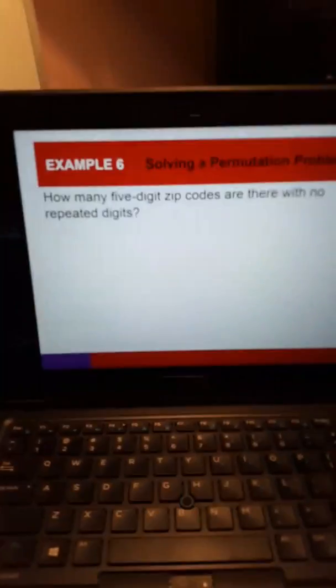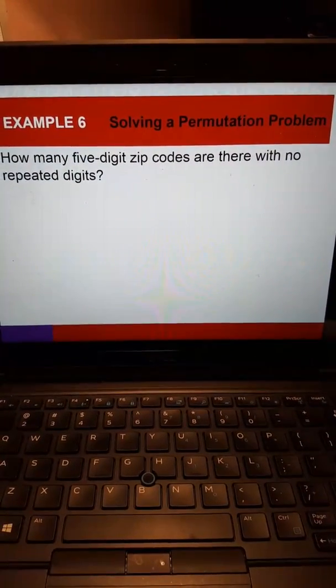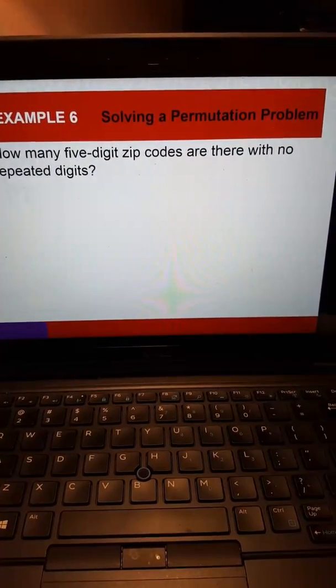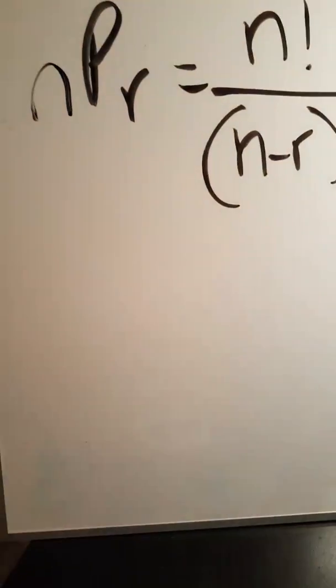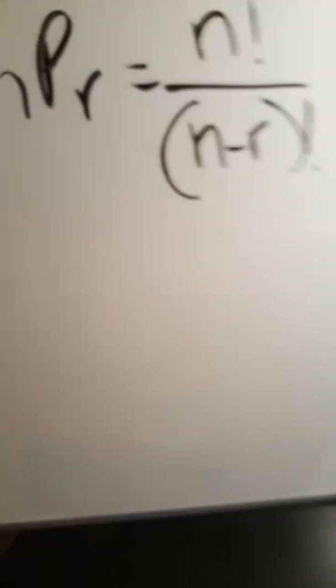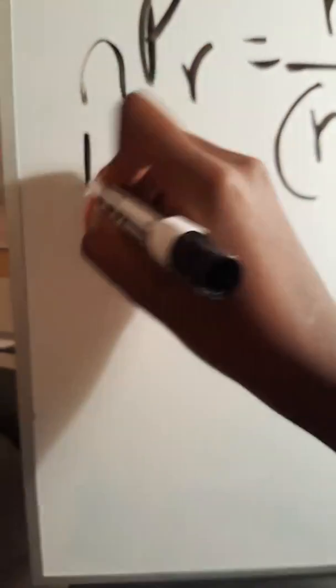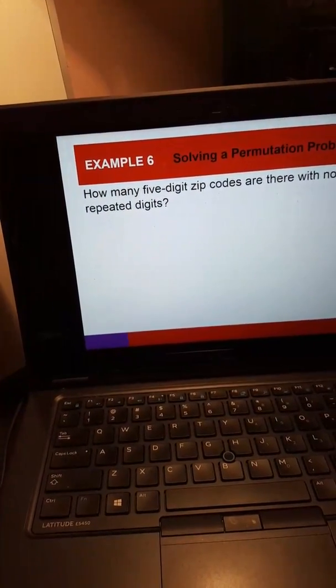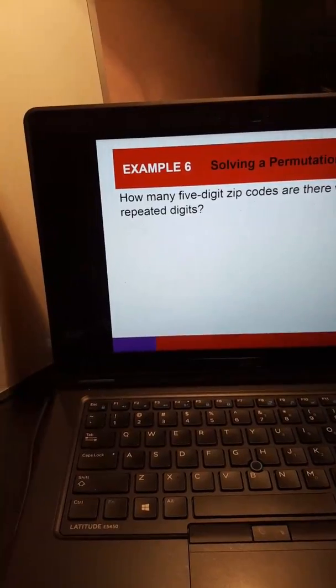So it asked, how many 5-digit codes are there with no repeated digits? The first thing we have to make sure that we know is how many single digits are actually in our number line. We have 0, 1, 2, 3, 4, 5, 6, 7, 8, 9. So we have 10 total digits, which is our N, and they told us it's a 5-digit zip code.